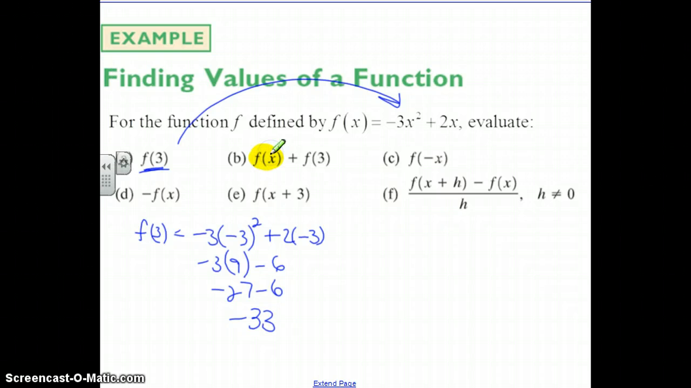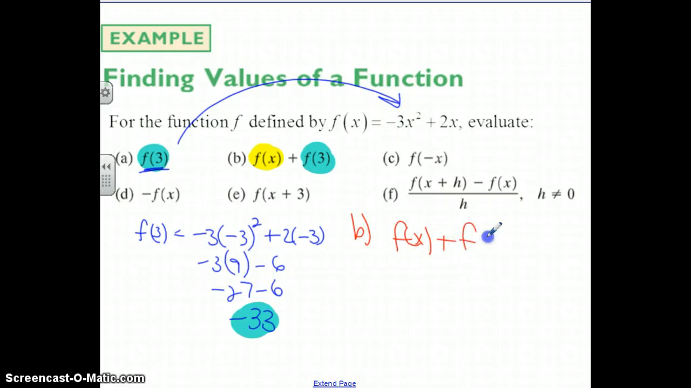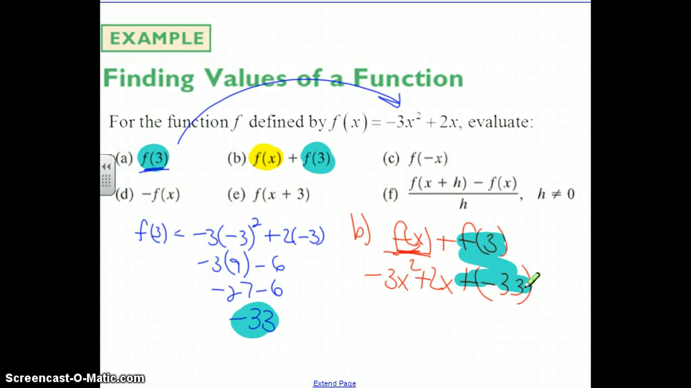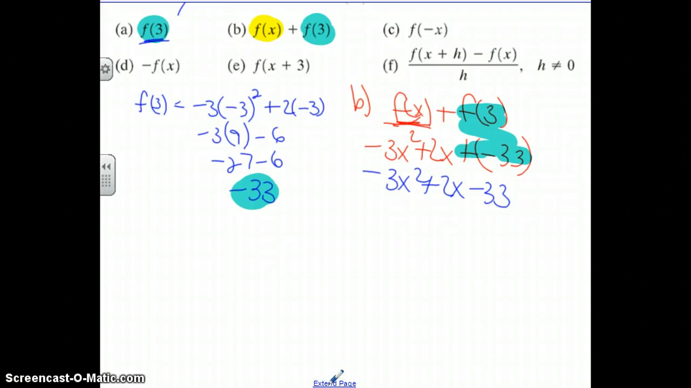This one's interesting. It says take the function and then add f at 3, because we just found out that f at 3 is -33. So if I do part B, and it says find f at x plus f at 3, I'm going to add the function -3x squared plus 2x plus a -33, because that's what f at 3 equals. So the final answer here is just -3x squared plus 2x minus 33. I can't combine any like terms there, because there are none.